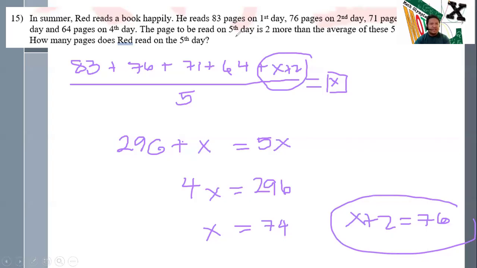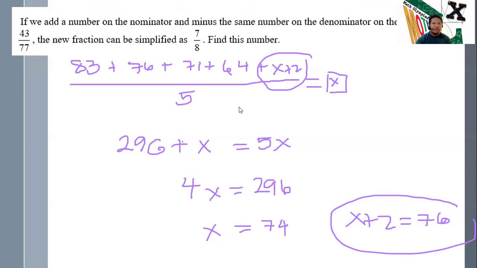Any question and clarification? Any question and clarification for this question before we move forward to the next one? Okay. If there's no question, let's try to move forward to the next number. Question number 16.